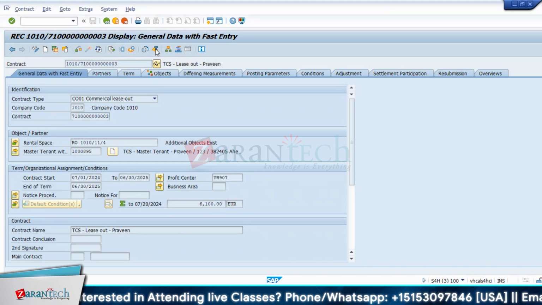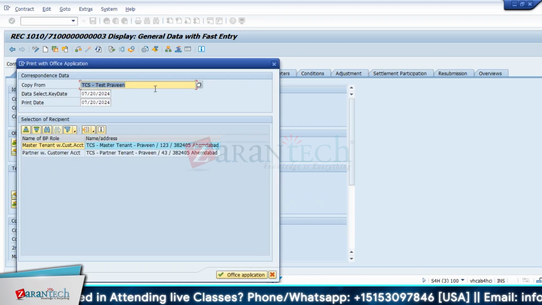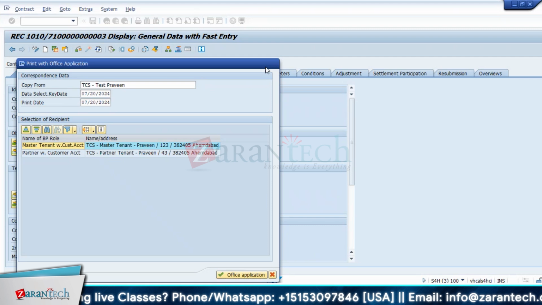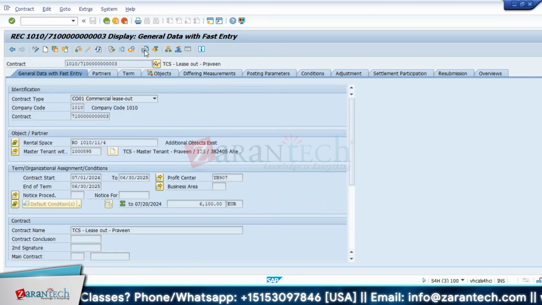So the Office application is working fine. We can add the test object and everything. We have tried that as well. But print preview is not working in my case. Is there something missing?